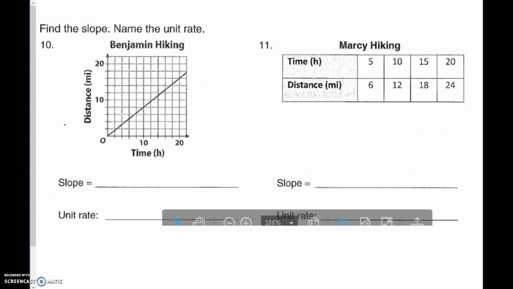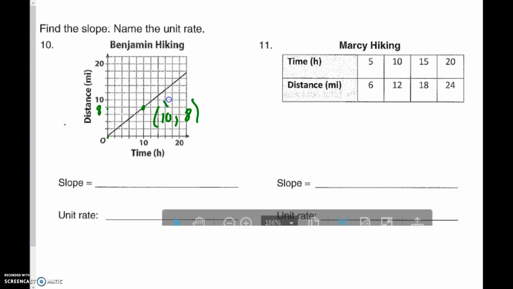Number 10, find the slope and the unit rate. All right, first of all, is this thing a nice straight line? Yes. Is it going through the origin? Yes. So that means it's proportional. So my slope and unit rate are going to be the same. So I'm just going to pick that point right there, which we do x first. So 10, comma, and what's that counting by? 2, 4, 6, 8. So that is 10, 8.